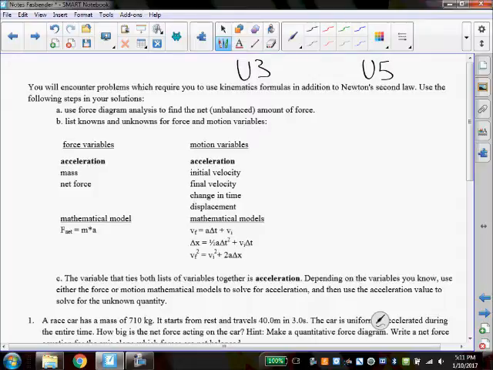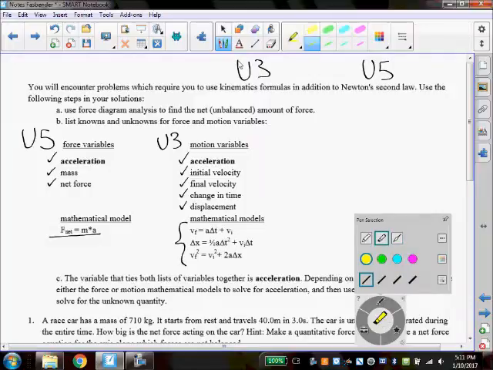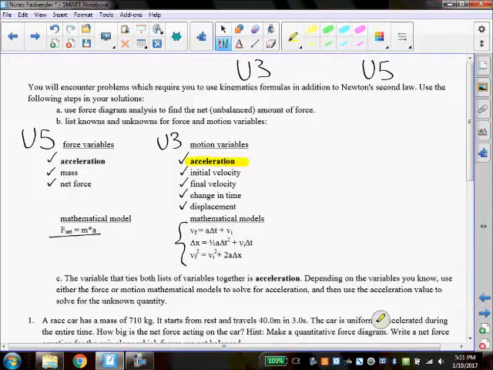Now, if you notice, Unit 5 always seemed to have the same kinds of variables. We always had acceleration, mass, and net force, and we were able to solve problems by using Newton's second law, F net equals ma. Now, Unit 3 had a lot of variables that dealt with motion, things like acceleration, initial velocity, final velocity, change in time, and displacement. And the equations that we used to solve those problems are the three equations of motion that deal with acceleration. Now, if you notice, there is one thing that we have in common between these two columns, and that is the acceleration.